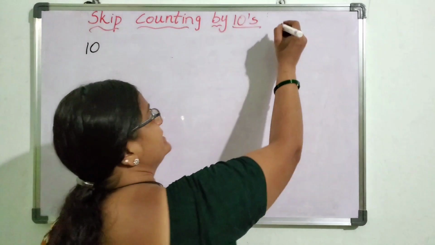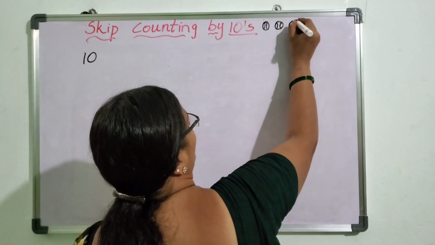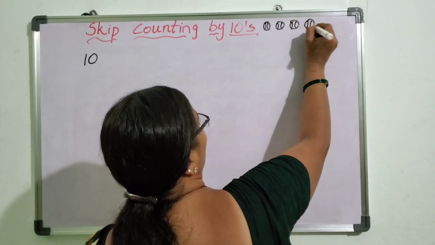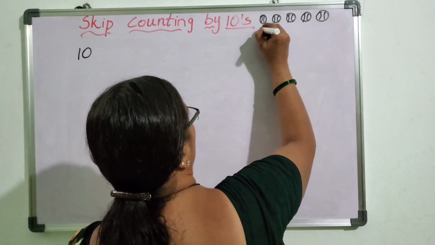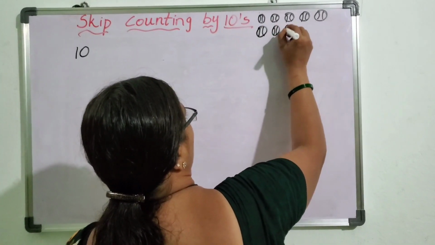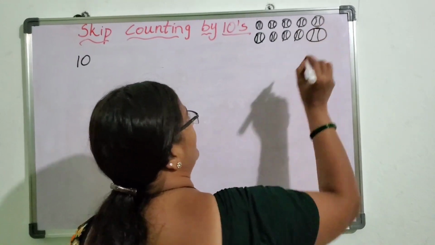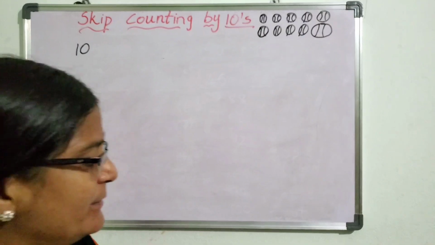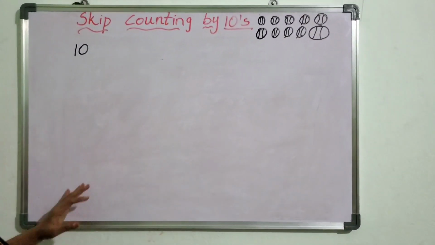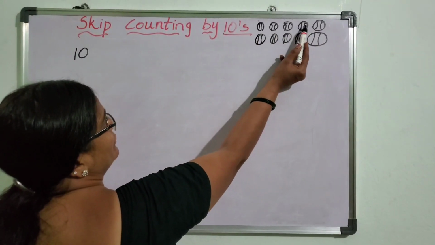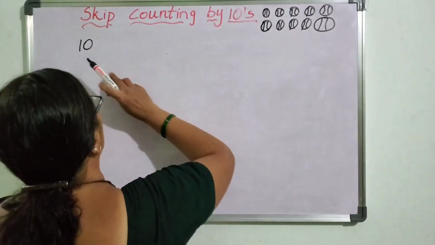Skip counting by tens means you can even draw the balls, 9 small balls and 1 big ball. Now whatever number comes to this big ball, that number you should write. Now see here, 1, 2, 3, 4, 5, 6, 7, 8, 9, 10. So which number came here? 10. So 10 I have written.